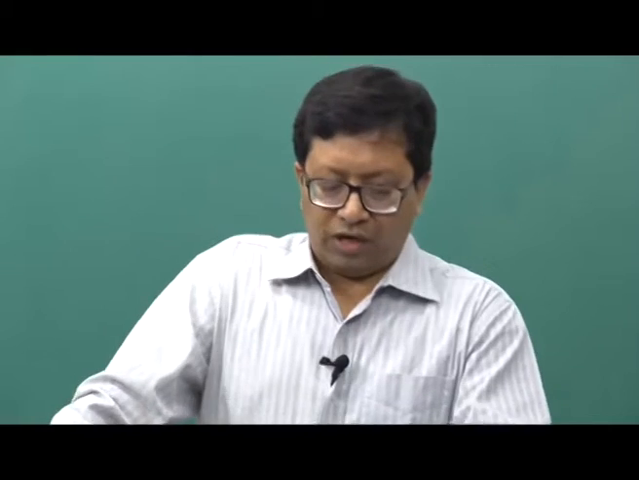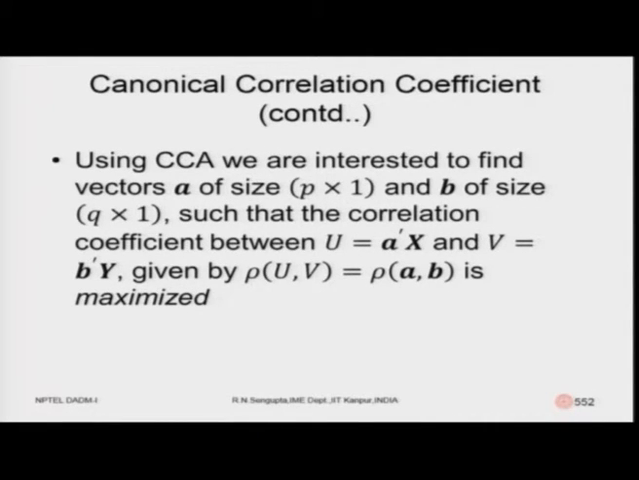Now, we want to find the correlations between U and V. U and V are the new sets of random variables formed by the linear combinations of A and x, and V is formed by the linear combinations of B and y. So, given A and B, we try to find the correlation coefficient between U and V, which are the new variables formed for better prediction under CCA, the canonical correlation analysis method.